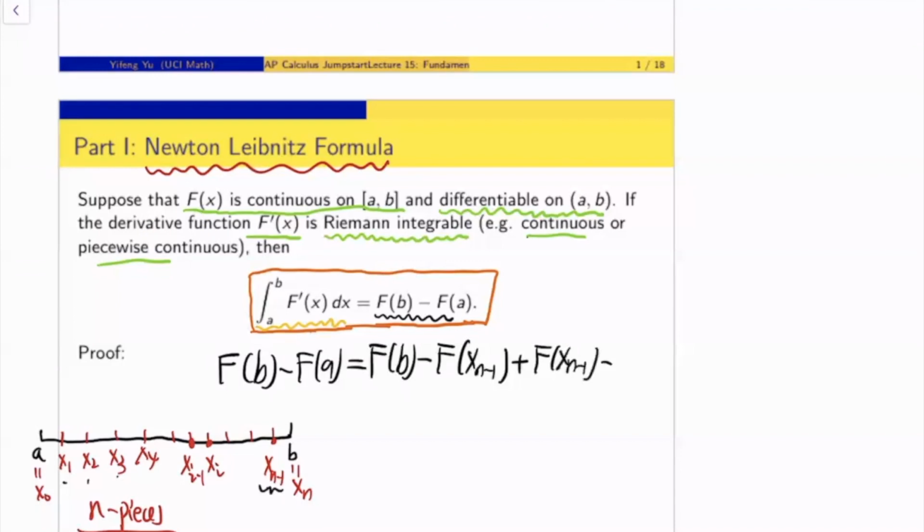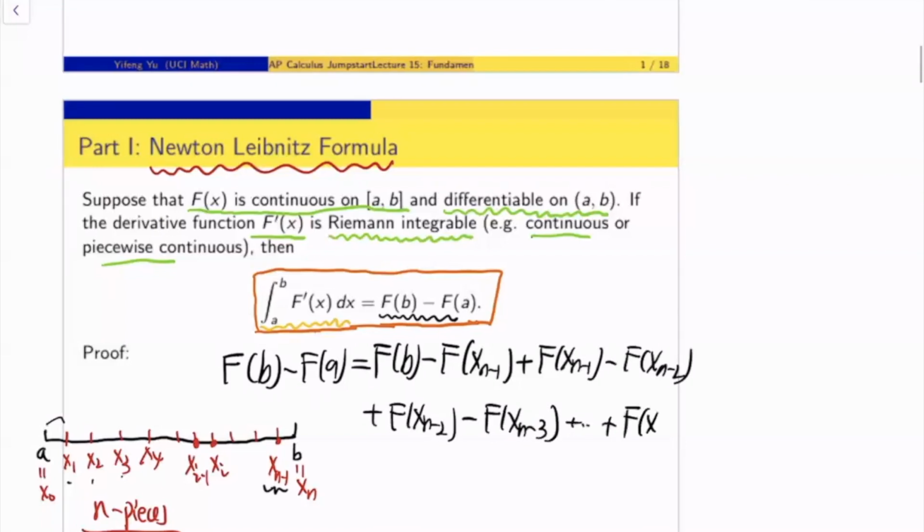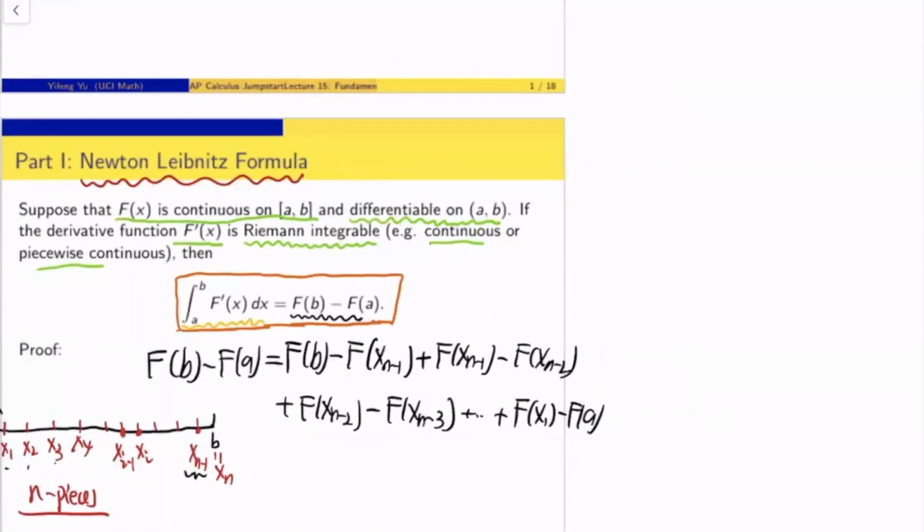This is f(x(n-1)) minus f(x(n-2)), and then you plug in f(x(n-2)) minus f(x(n-3)), and so on. The last term will be f(x1) minus f(a). In the middle we have f(xi) minus f(x(i-1)), and the last one is f(x1) minus f(a).